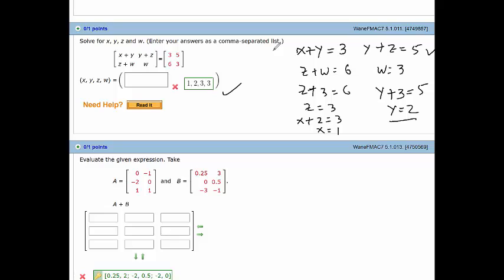And do you see the answer here? Yes, thank you. They have the bracket already. You can just type 1, 2, 3, 3. That's it. Done.